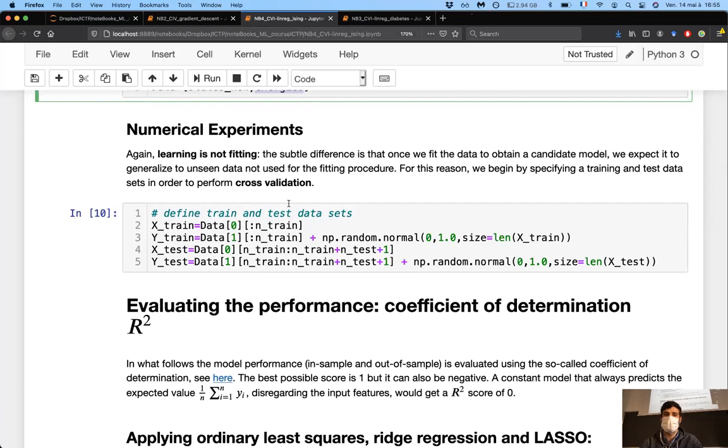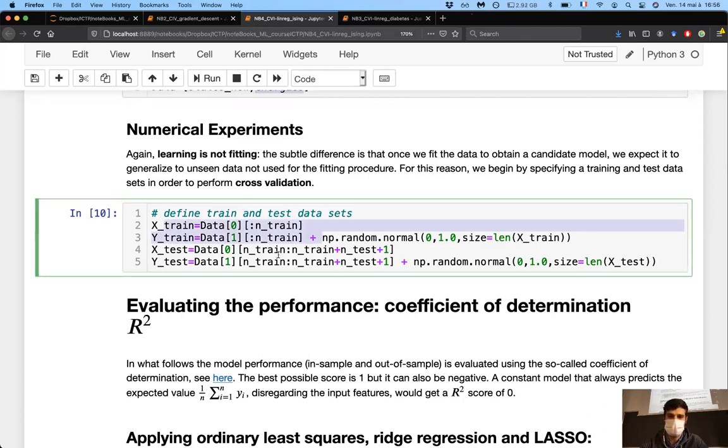So now I'm dividing the data into training and test data as usual. And just to make things a bit more interesting, I will add a bit of noise in the training labels. Here is a Gaussian noise. So here are the training labels, and I'm adding a bit of noise. And similarly in the test labels.